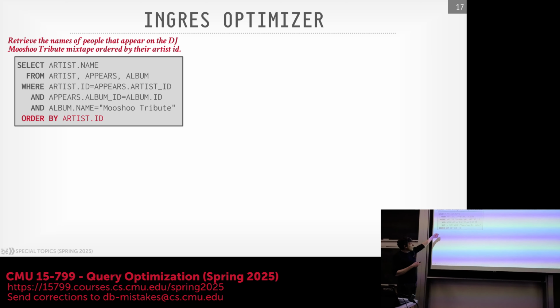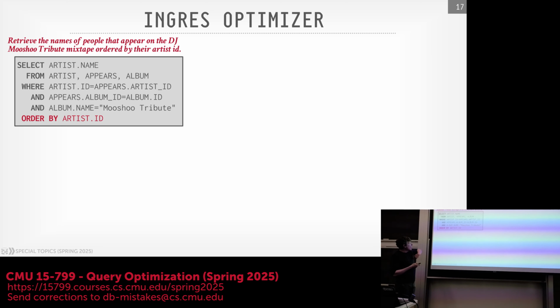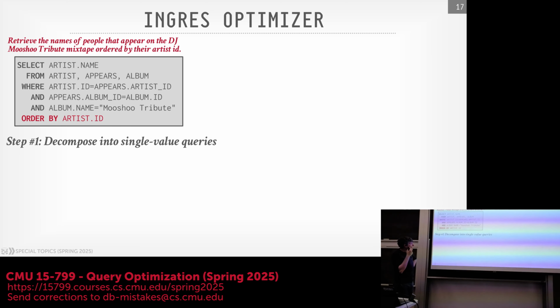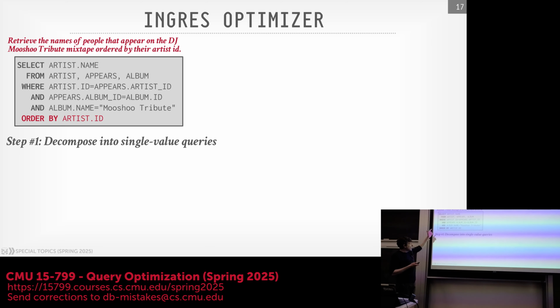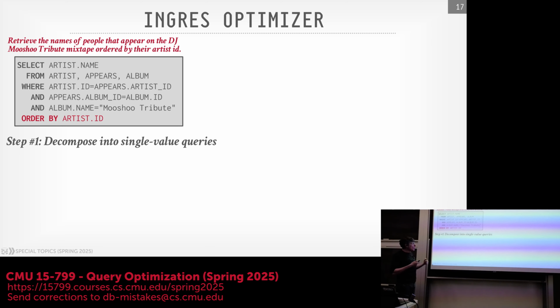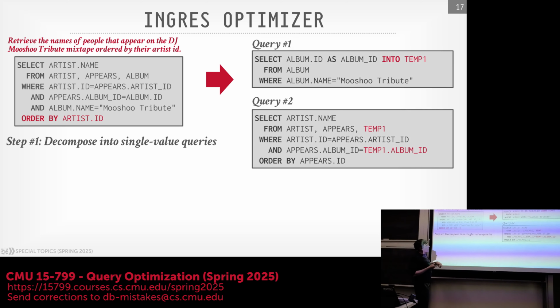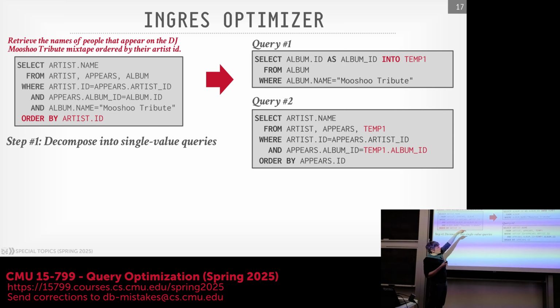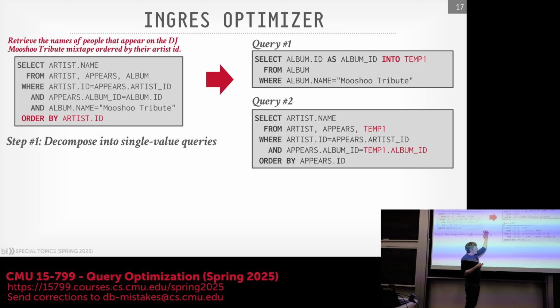So say we had that same query before, but now we're going to add this order by clause on the artist ID. So the very first thing we need to do is take this query and break it up into what we'll call single value queries or single relation queries, right? So in the first case here, I'm doing my lookup on the album table. I'm going to take the output of that first query, write that into a temp table. Then I'm going to substitute where I had the album table in the initial query, and replace it with the reference to this temp table.